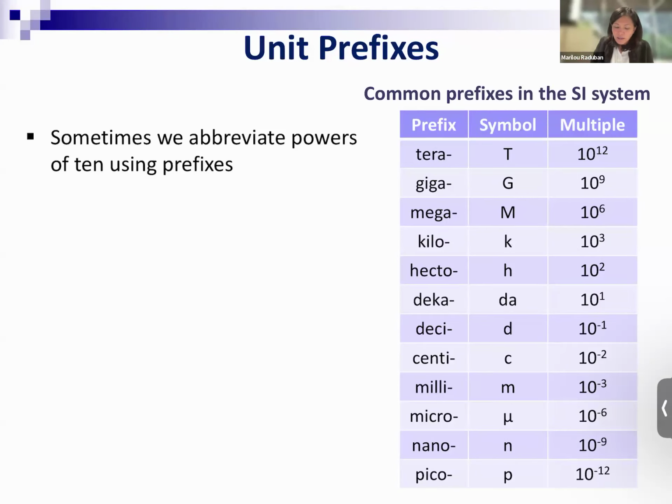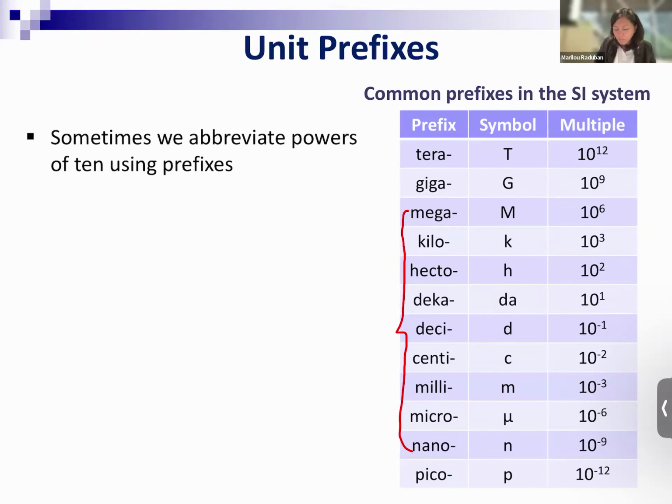I think these unit prefixes will be very commonly encountered in this course. Okay, they are just prefixes that we use as shortcuts to abbreviate multiples of 10 in the SI system or in scientific notation. So the prefix is added to the base unit, right?